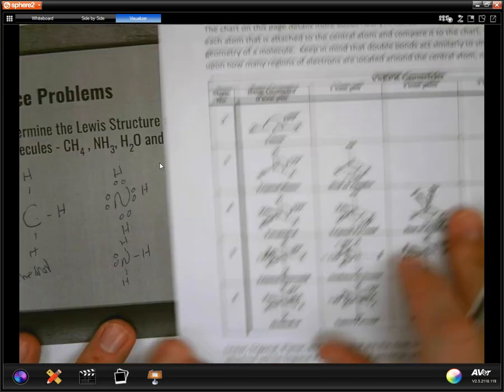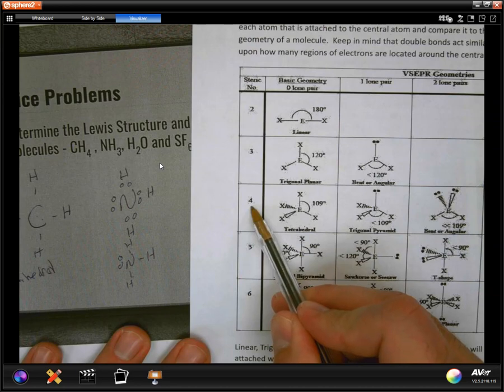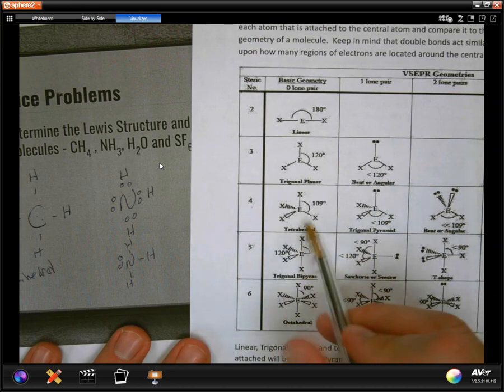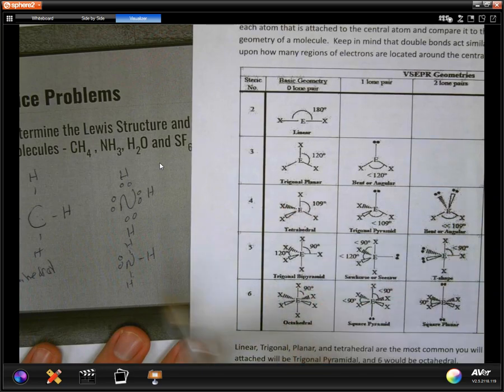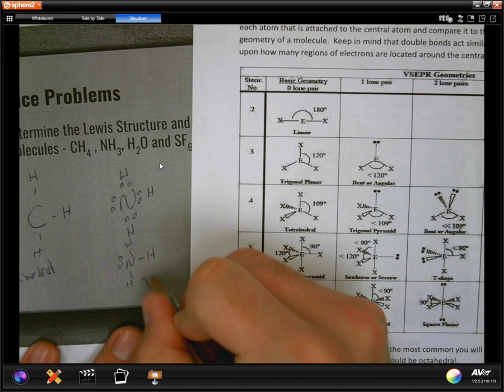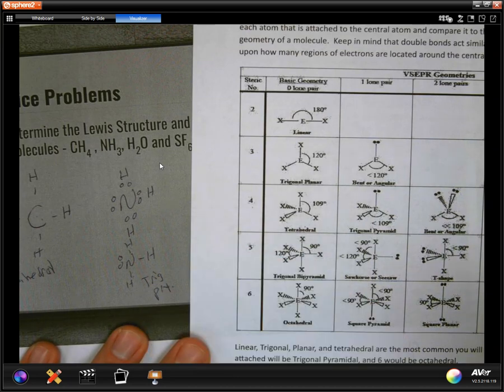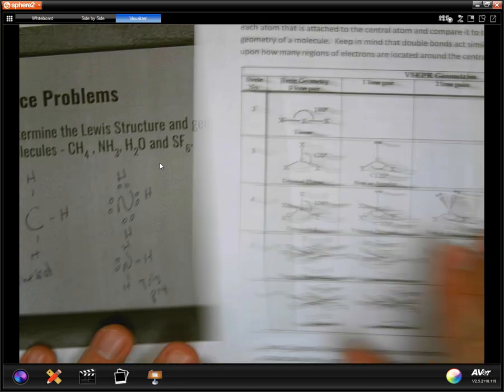So as I look on here, I got 1, 2, 3, 4 things around my central atom. So now which one does it look like? It doesn't look like this one because this has 4 elements around the central and I only have 3. So we're going to go to what's called trigonal pyramidal. We'll just call it trigonal pyramidal, right? Because it has 3 things bonded to the central atom and 1 lone pair.